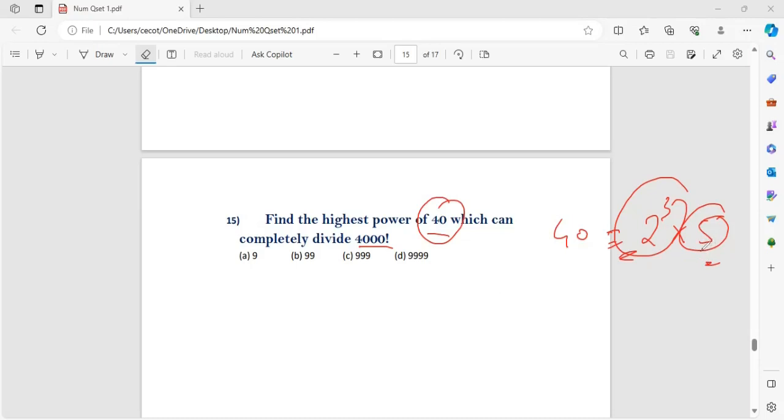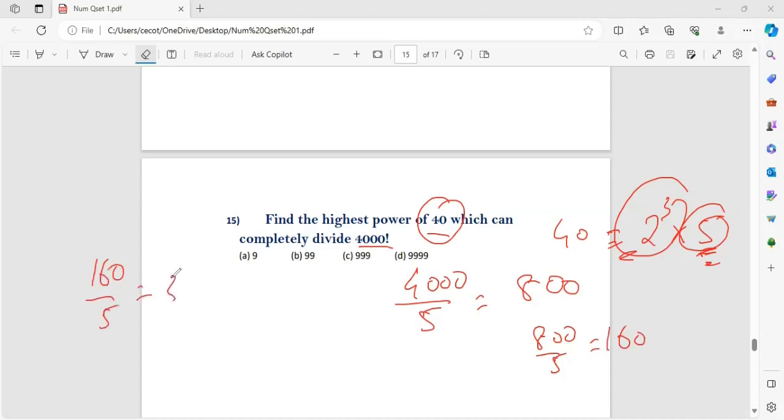Our aim is to find the number of 5s, so the highest power of 5 in 4000 factorial for this particular question. Okay, so 4000 by 5. Find the quotient. How much? 800. Now keep on dividing the quotient. That also will give you the answer. 800 by 5 will give you 160. So 160 by 5 will give you 32. Now 32 by 5 will give you how much?